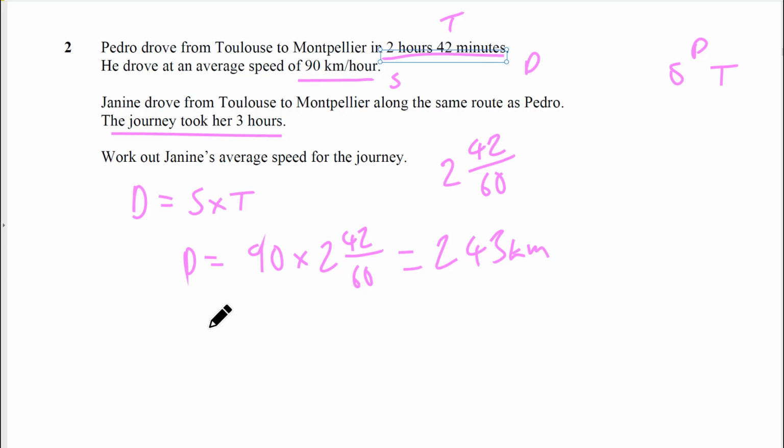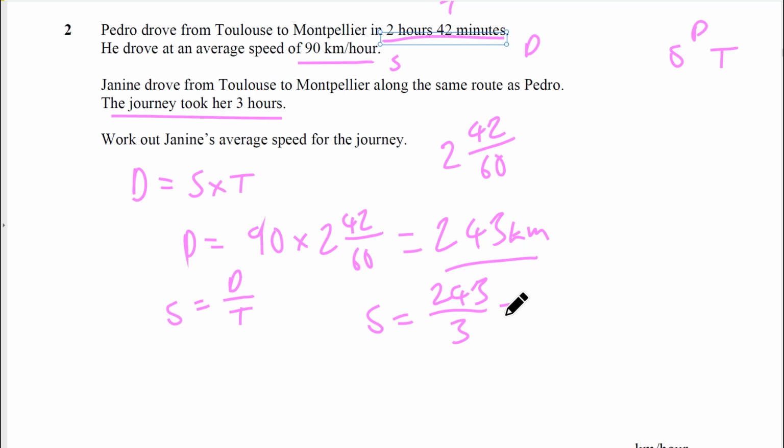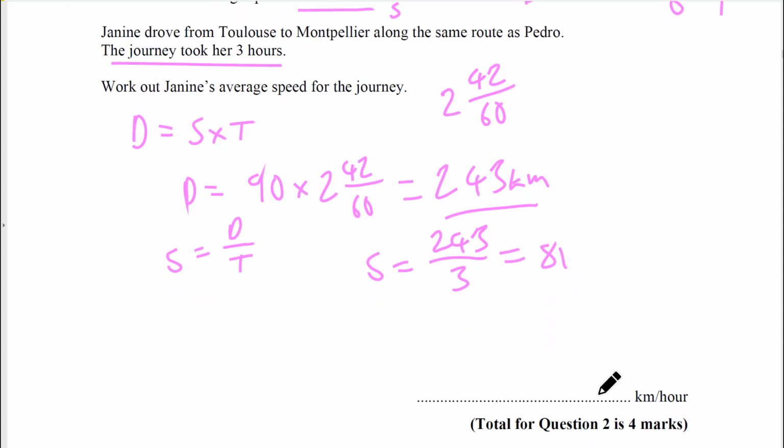We've got that distance. We want Genevieve's average speed. So speed equals distance divided by time. We know the distance between those two places now. We know our time is 3 hours, so our speed equals 243 divided by 3. That's going to be 81. That's 81 here. Easy 4 marks right there.